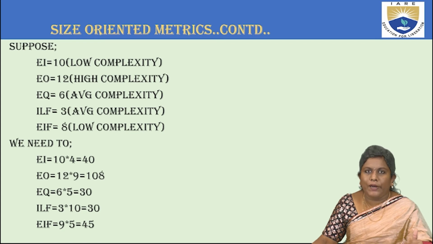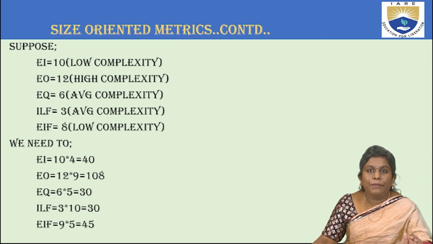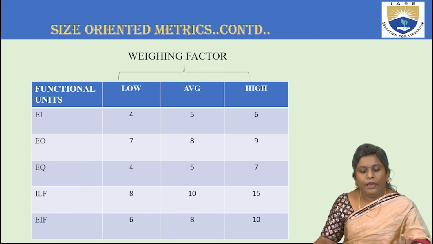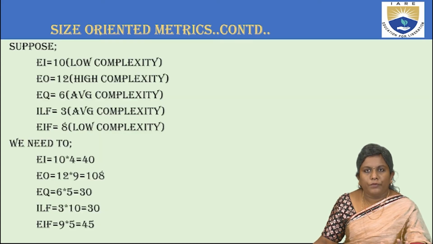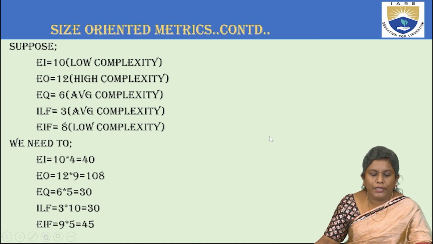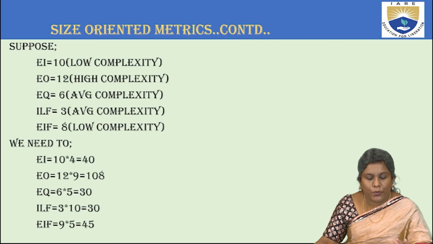Now, how do I calculate all these things? EI, as it is told, 10 into 4. Now, how are you taking this 4? From the above table that is being stated, you can see for EI the low value is 4. So you just have to substitute 10 into the low complexity value, that is 4. We get 40. Same goes with EO, that is external output, 12 of high complexity. Now, what is the high complexity? 9. So 12 cross 9 is 108.